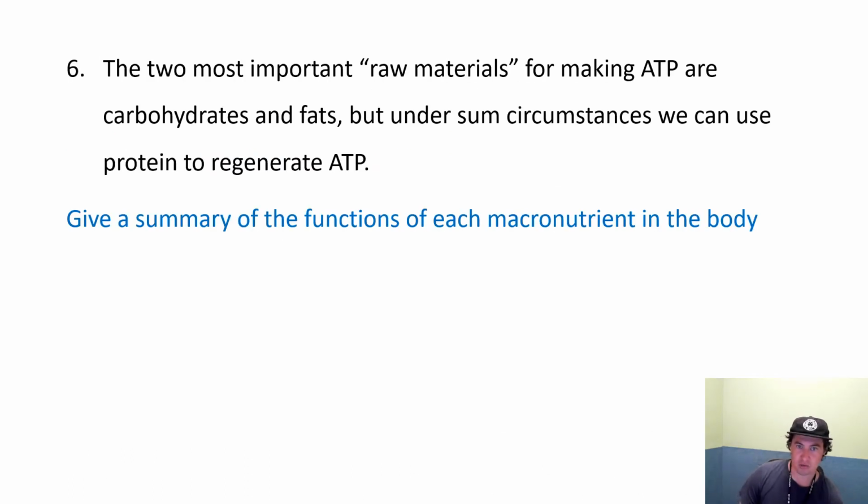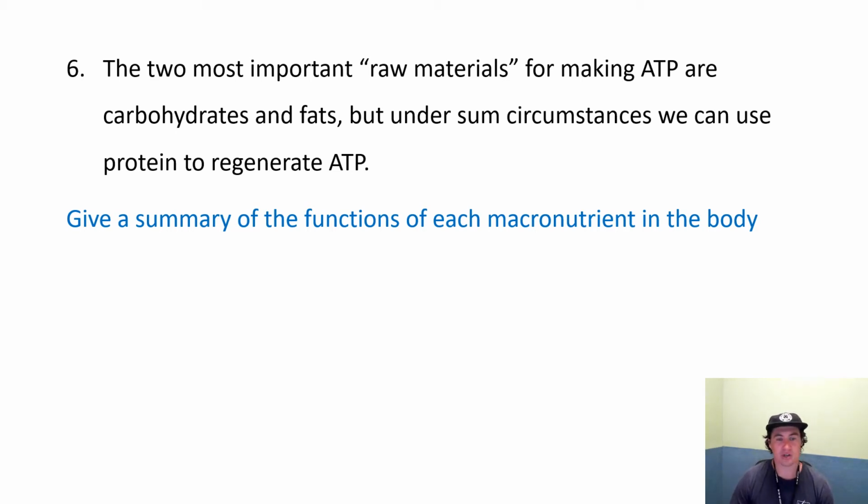Question 6, the two most important raw materials for making ATP are carbohydrates and fats. They're the two most important because they're the ones that the body can easily use through glycolysis and through oxidative phosphorylation or the oxidative system to generate ATP. But under some circumstances, and the body doesn't like to do this unless it needs to, we can actually use protein to regenerate ATP.